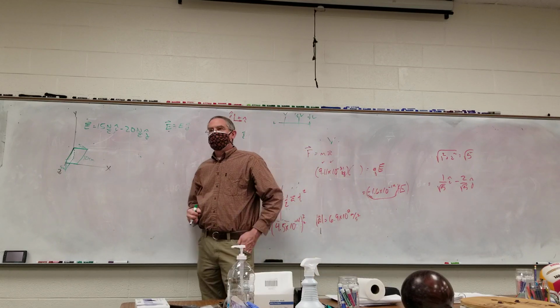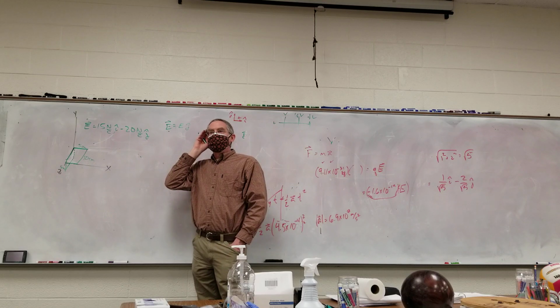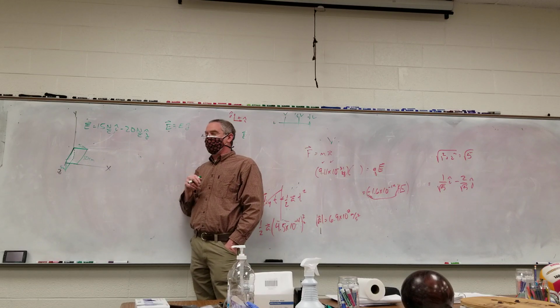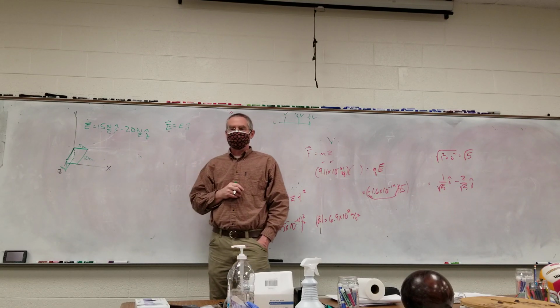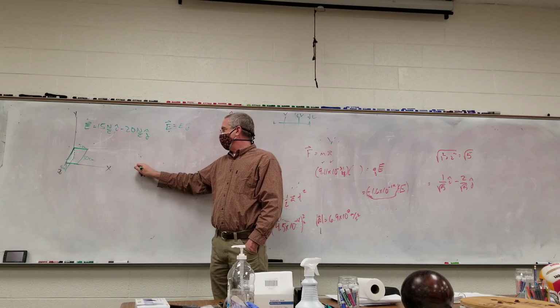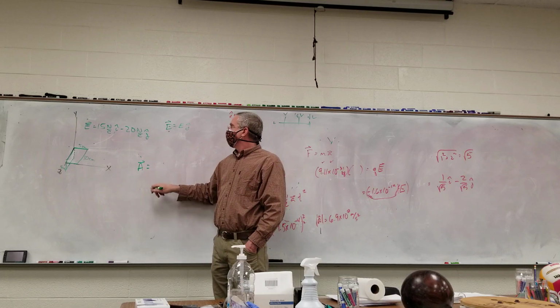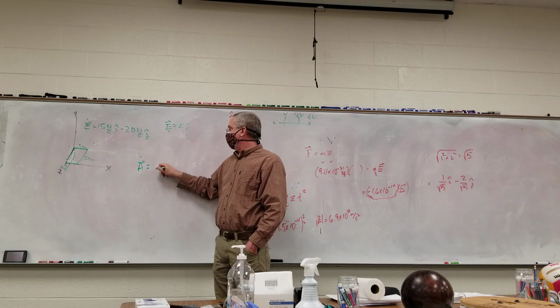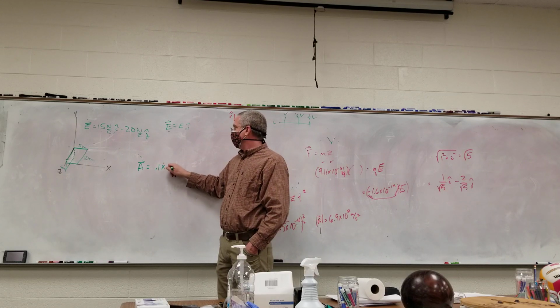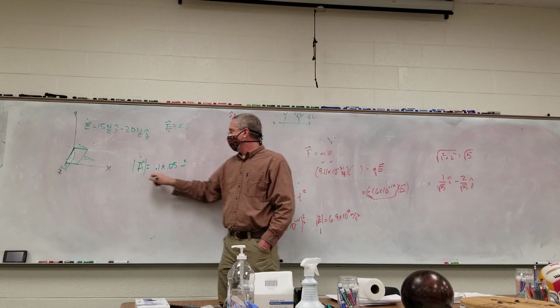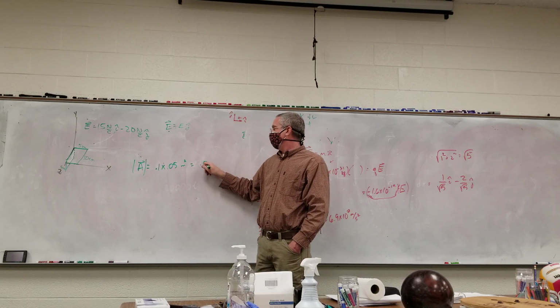The goal of the question? The first part was, what are the area vectors of the two halves? So my magnitude is 0.1 times 0.05 square meters. That's my magnitude. 0.005 square meters.